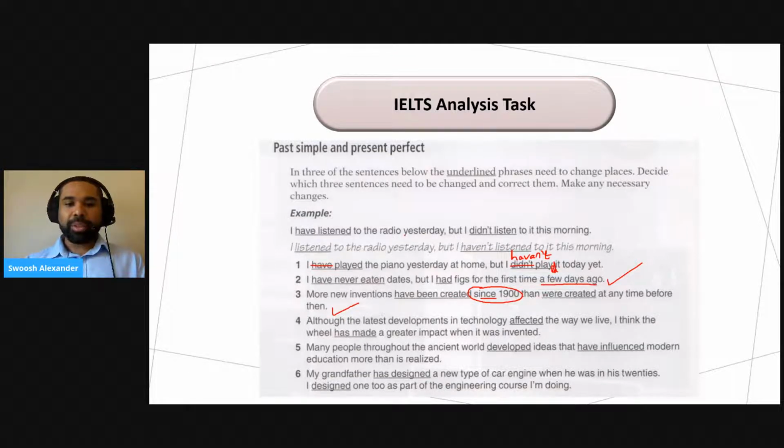And it says here, more than were created at any time before then. So obviously before 1900 is clearly beginning and ending in the past. So we should use the past simple for that. This is an example of using the passive voice in number 3 as well. For number 4, what do we think for number 4? Again, let me know if you think there should be any changes.